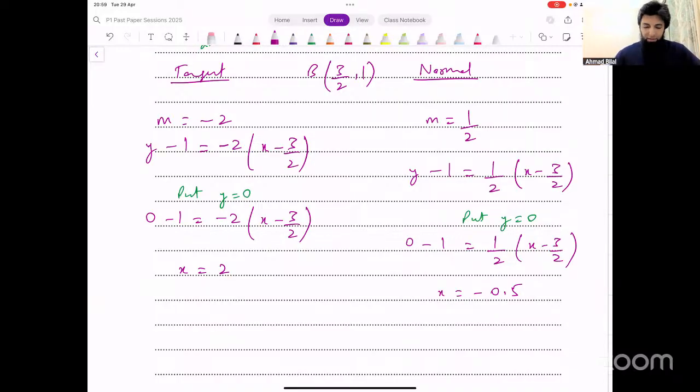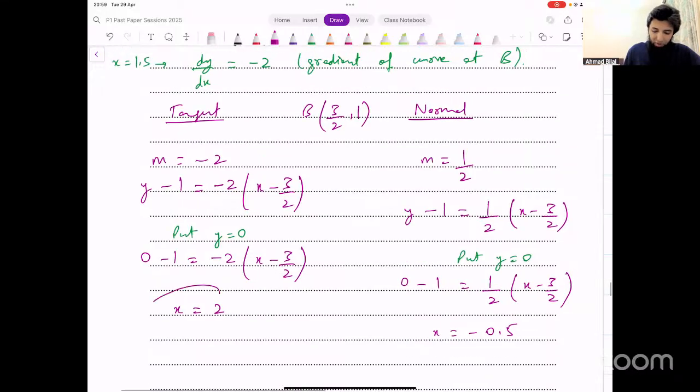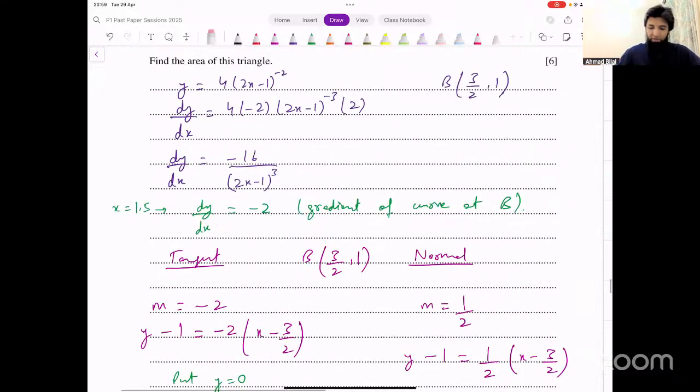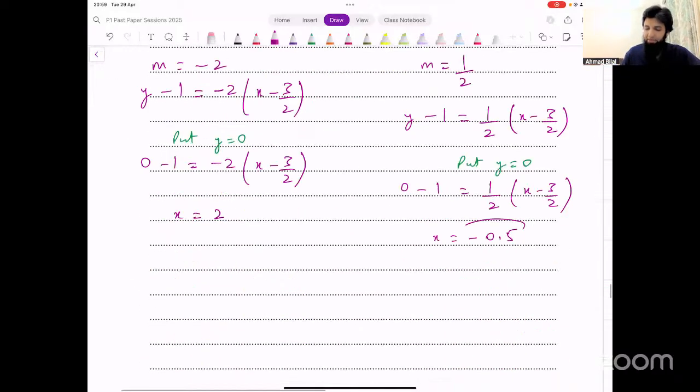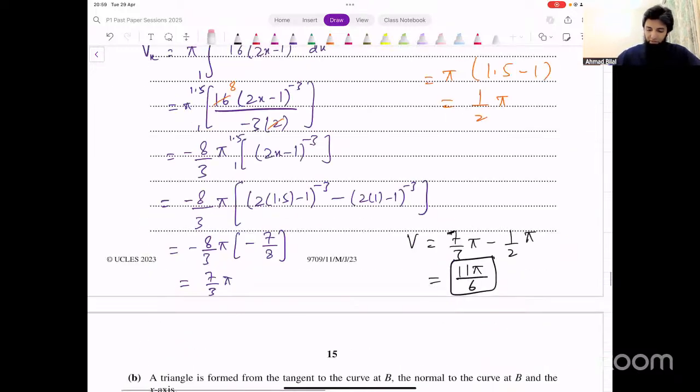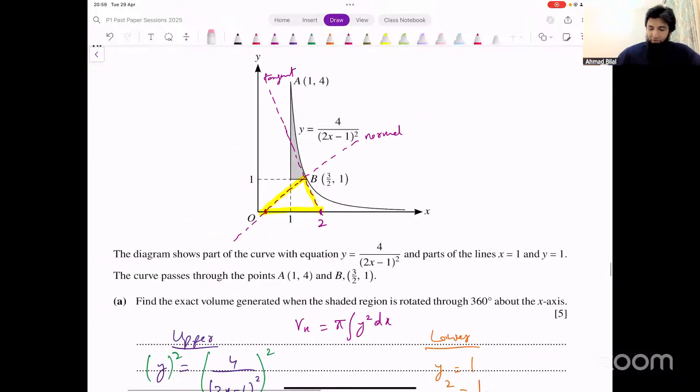Now, what are these telling us? The x-intercept of the tangent is 2. That means this point here is 2. The x-intercept of the normal is minus 0.5. The normal that we drew here was not very accurate, so we can adjust that now, because by calculation it's turning out to be negative. So it will be on the left side there. It will look something like this. How is it turning?